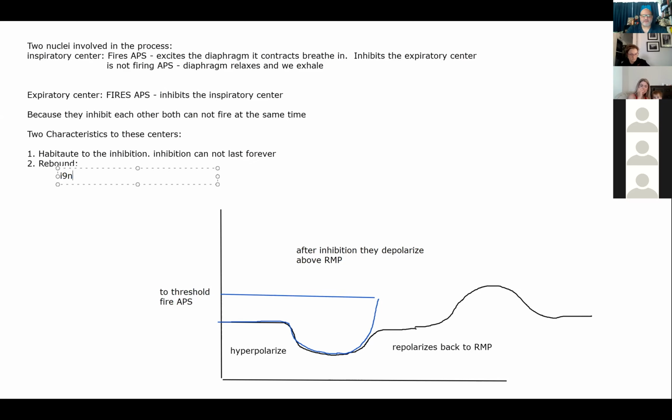Instead of going back to the resting membrane potential, the cell depolarizes and fires an action potential, which then inhibits the other cell. And then it's going to habituate and rebound and fire action potentials, which inhibits the first one again, which habituates and rebounds, which inhibits the second one, which habituates and rebounds. And in this fashion, they basically go back and forth, taking turns firing action potentials.